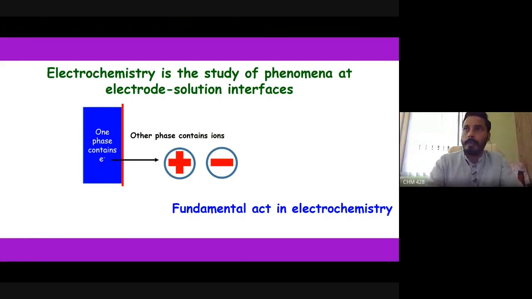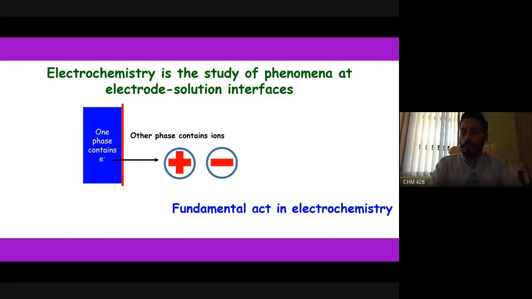Electrochemistry begins when you dip an electrode into a solution containing ions. Your electrode has a lot of electrons and your solution contains a lot of ions. As shown in this image, you can see one phase contains electrons and the other phase contains a lot of ions. And you can see that electrons can cross this interfacial region, which is the fundamental act in electrochemistry.